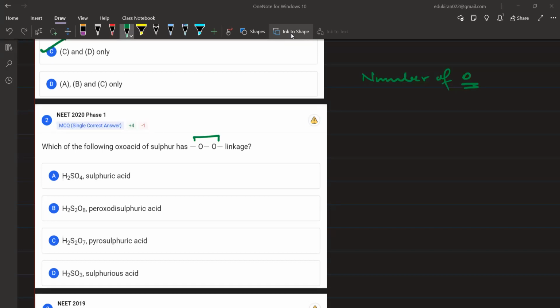Yes, Anna correct. Very good. Yes, Alia correct. Very good. So this OO is what? It is a peroxy linkage. What will be the compound? Peroxodisulfuric acid. Also, you know that when you have two sulfur atoms and there is OO, what kind of bond is there? S, OO, S bond, right? This is peroxodisulfuric acid. So this option is going to be the correct option. Option number B.